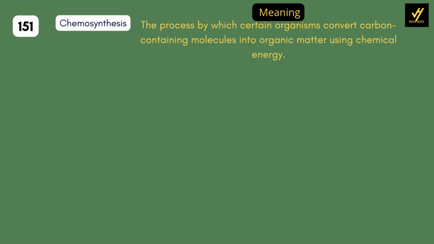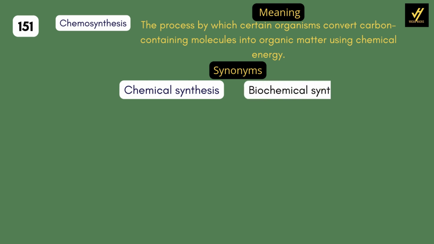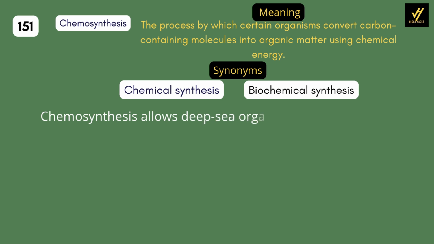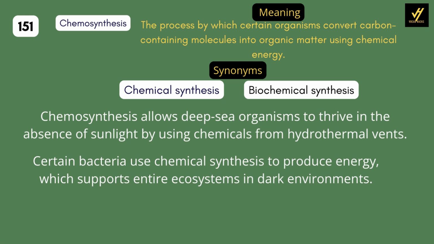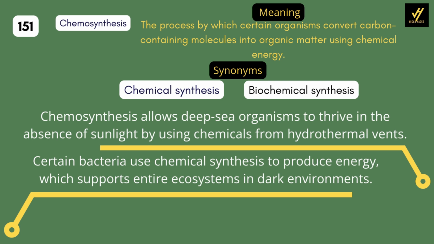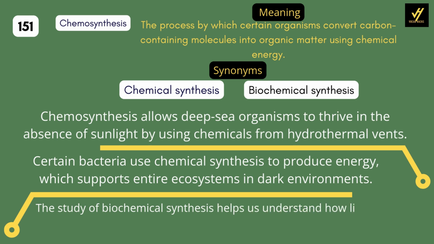Chemosynthesis, the process by which certain organisms convert carbon-containing molecules into organic matter using chemical energy. Chemical synthesis, biochemical synthesis. Chemosynthesis allows deep-sea organisms to thrive in the absence of sunlight by using chemicals from hydrothermal vents. Certain bacteria use chemical synthesis to produce energy, which supports entire ecosystems in dark environments. The study of biochemical synthesis helps us understand how life can exist in extreme conditions on Earth.